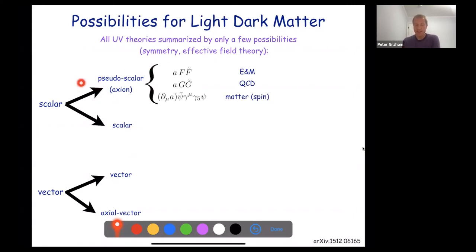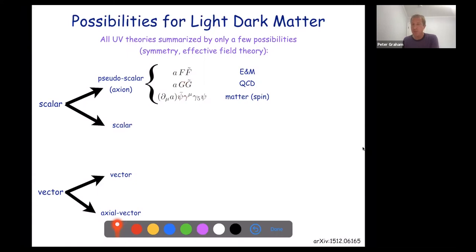But then for each of these cases, for example, for the classic axion case, there's only a few possible couplings. It can couple to the field strength F mu nu, the field strength of electromagnetism, or of some other force like QCD. Actually, we couldn't look for it coupling to gravity or the electroweak force. So these are basically the only two examples that we can go looking for. Or it can have a derivative coupling like this.